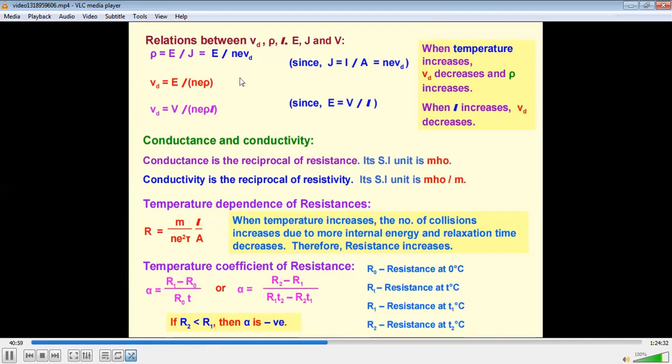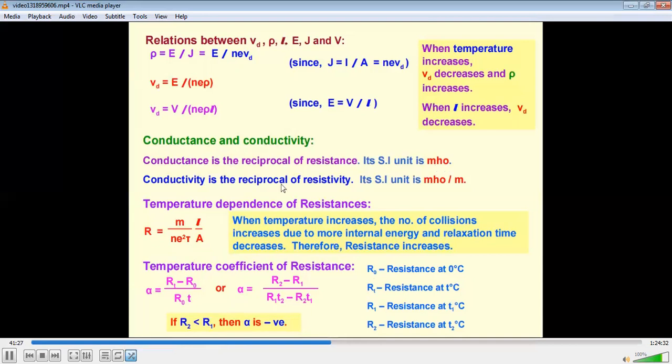So conductance and conductivity. What is the electric conductance? So conductance is the reciprocal of resistance. Its SI unit is ohm meter. You have to remember it. And conductivity is the reciprocal of resistivity. Remember this. So the SI unit of conductivity can be written as per ohm meter.